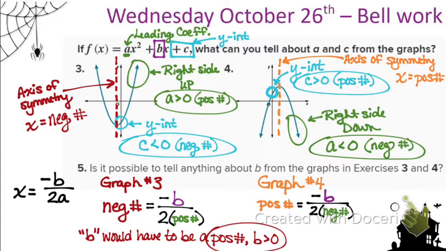So what kind of number is b? It would have to be a positive. Otherwise, I'd have a negative and a negative up here. So b has to be a positive number because this negative sign right here is coming from my formula, and then I put the number for b into it. So b would have to be a positive number.